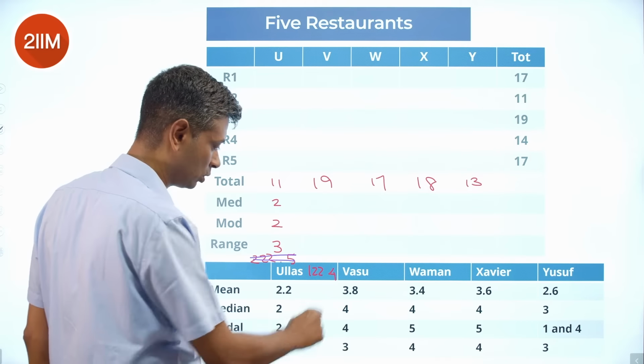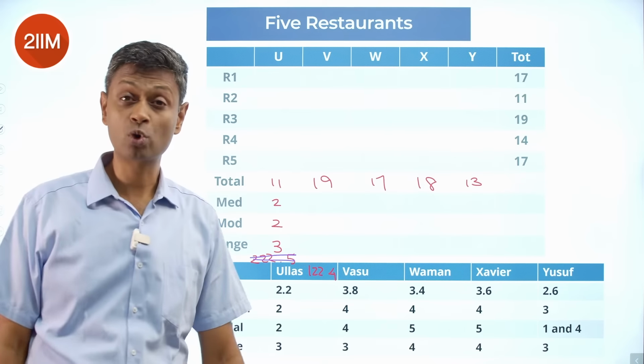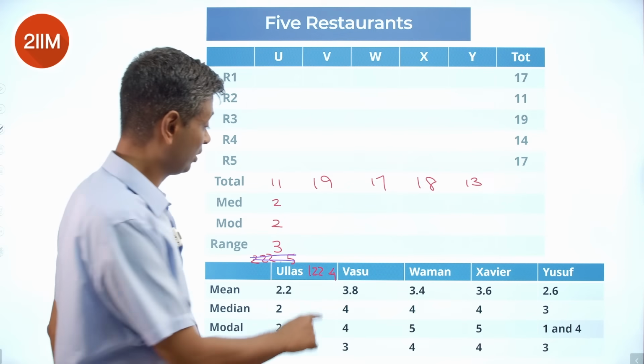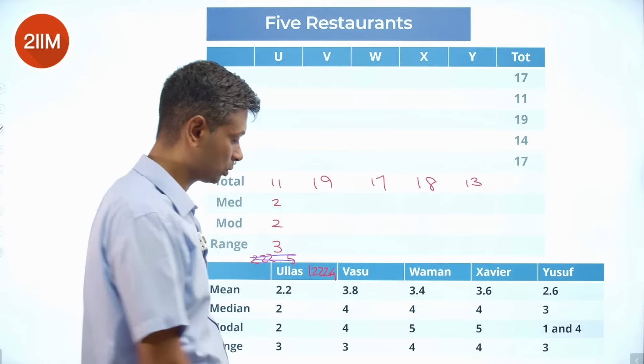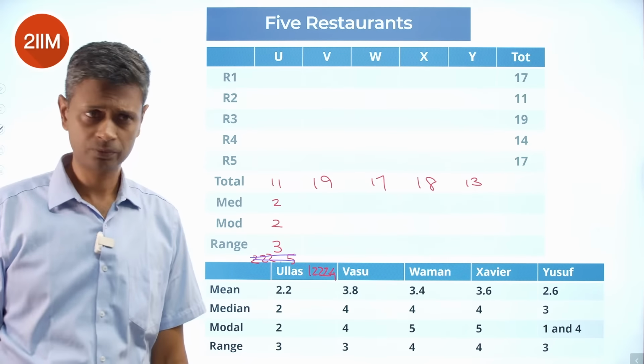The maximum should be 4. 1, 2, 2, dash 4. 1 plus 2 plus 2 is 5. Plus 4 is 9. The total is 11. Think about 1, triple 2, 4. Ullas has got 1, triple 2, 4.